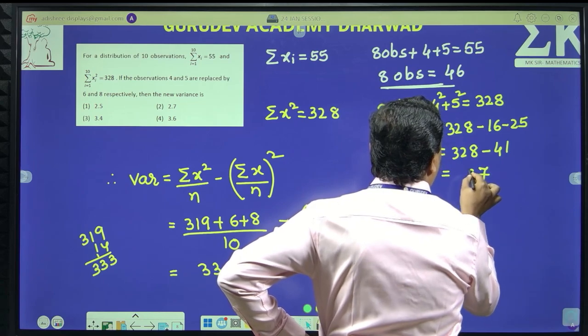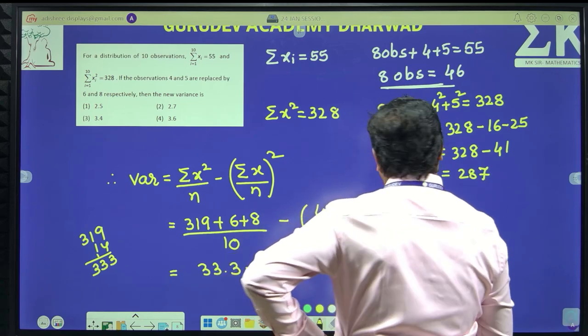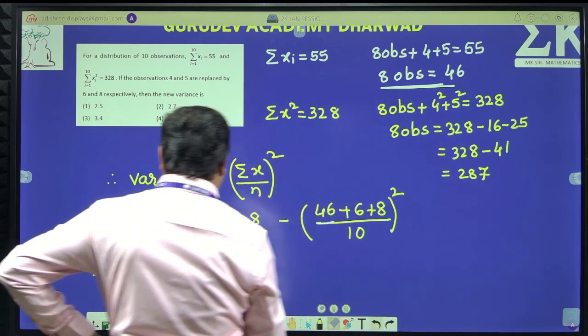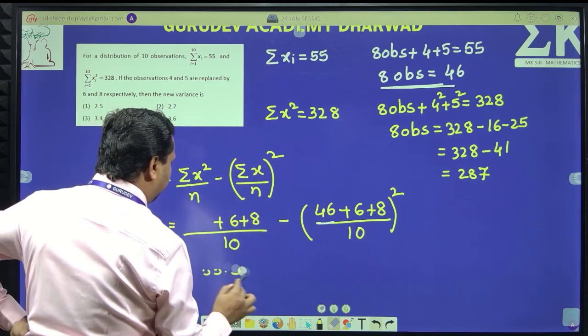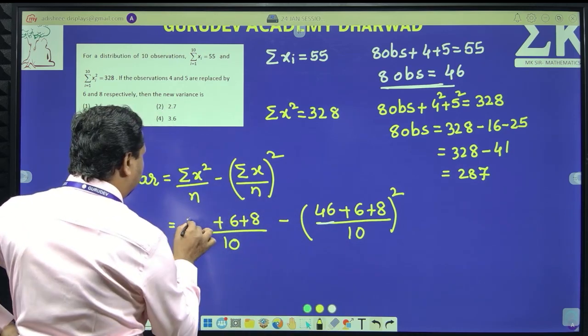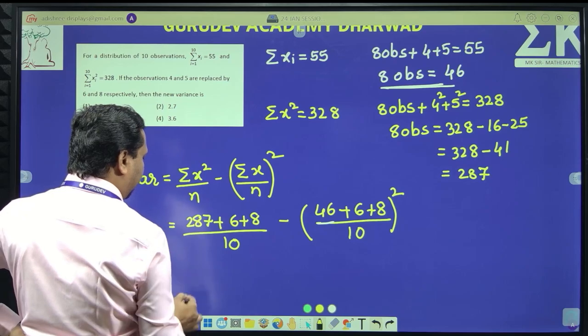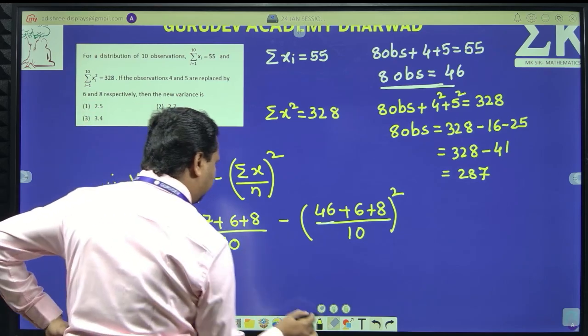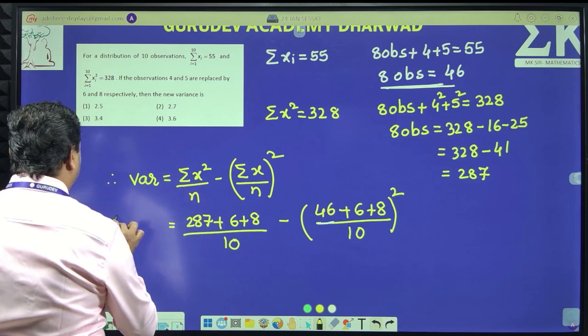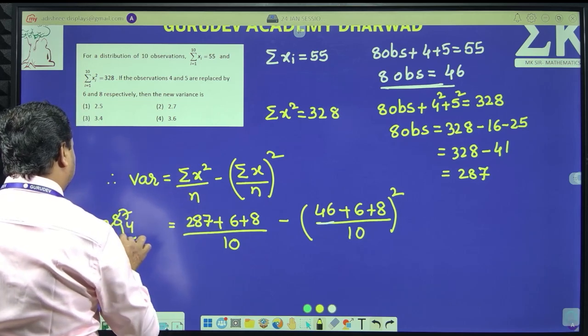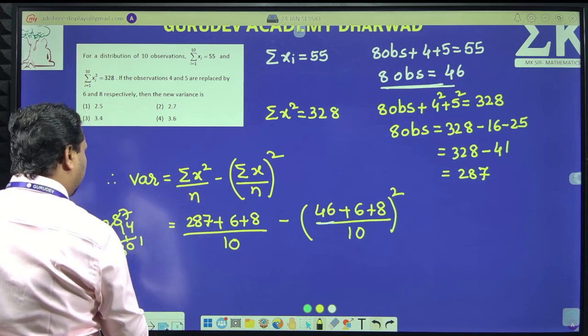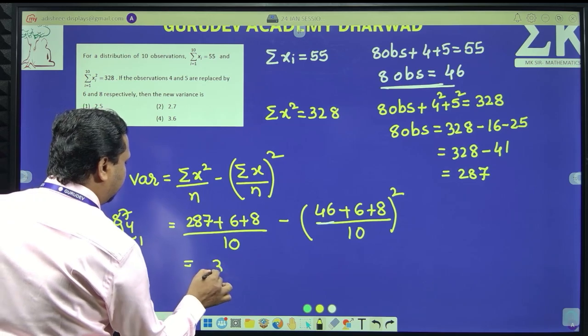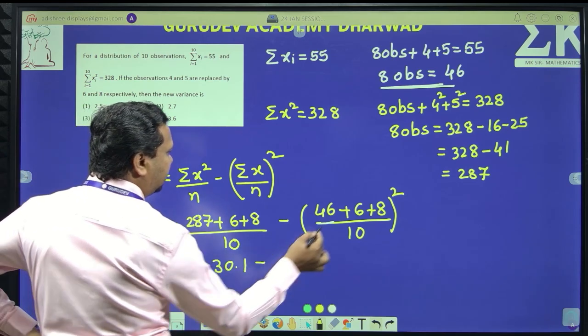It should be 287, isn't it? 287 plus 14 gives 301. 301 means it will become 30.1, minus this is 6.